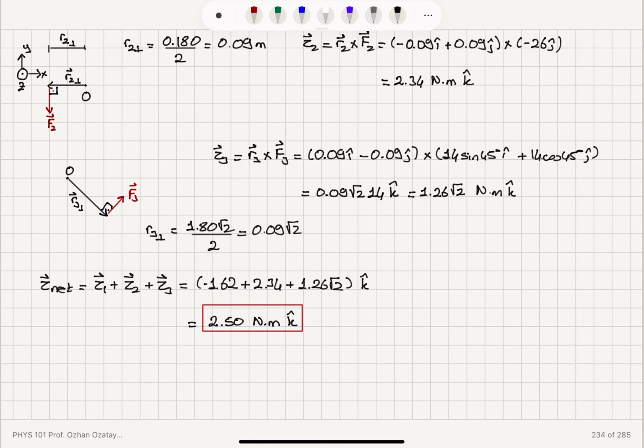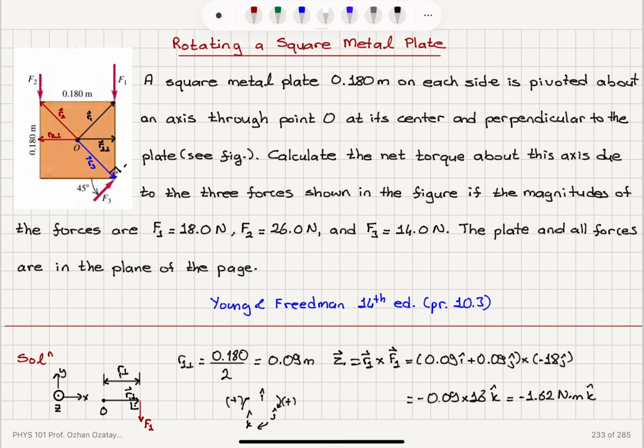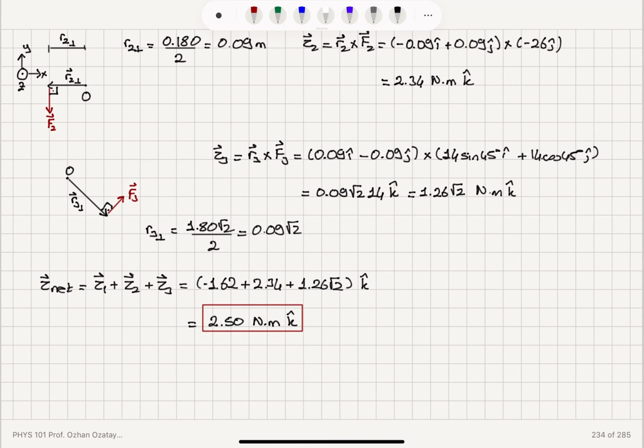Instead of doing it this way, the perpendicular distance between the application point and the pivot point is basically the magnitude of this vector R3, which is the side length square root 2 divided by 2. So we multiply it with the magnitude of this force and then use the right hand rule. Point towards the application point with the right hand, curl your fingers towards F3, the thumb points out of the page. So it's in plus k hat direction. And we add up all of these contributions and we get our final answer to be 2.50 Newton meters, the unit of torque, in plus k hat direction.